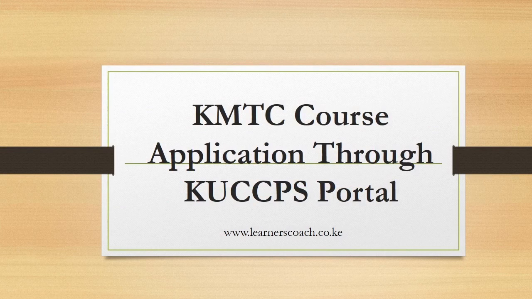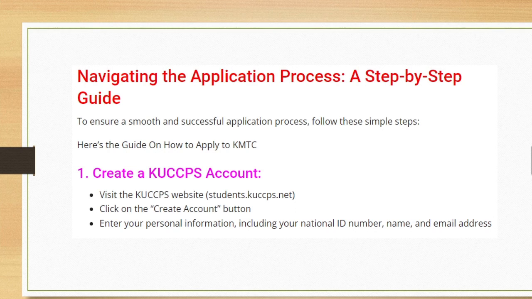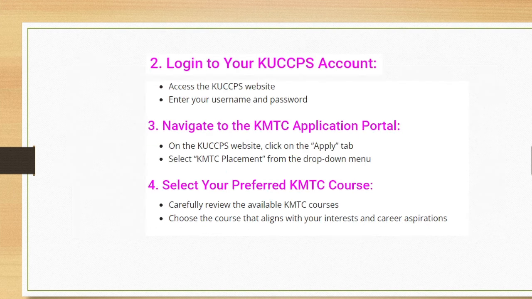So welcome back. So we're going to go through the step-by-step process of how you can apply for this particular course within KMTC, the KMTC course within KUCCPS portal. Now, one thing that you need to do to ensure a smooth and successful application process, you need to follow these simple steps, right? So, first, you need to create your account. So, you need to go to that particular portal that you've already looked at, right? You click on the create account button, enter your personal details, your national ID, the way I've already shown you, and email address. Now, use a consistent email address so that once you have started even your education and you want to do some other course, you can always get a notification from the school itself via that particular email address. Then, number two, you have to log in after you've created your KUCCPS portal.